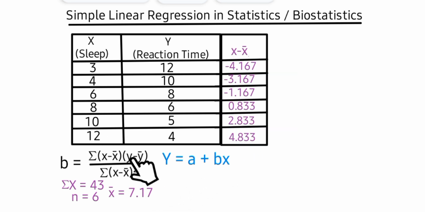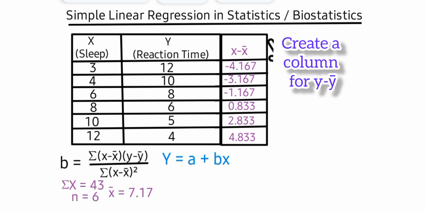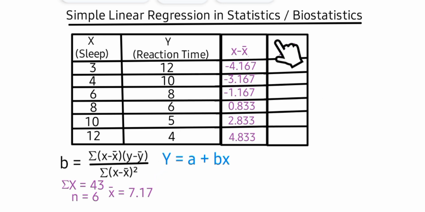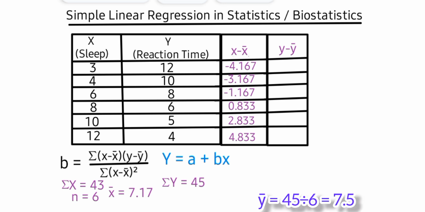Here we can as well see y minus y mean, meaning we are expected to create a column for y minus y mean. Y here represents each of the y values minus y mean. Remember, we got our summation of y value to be 45. Therefore, y mean will be 45 divided by n. Our n value is 6.